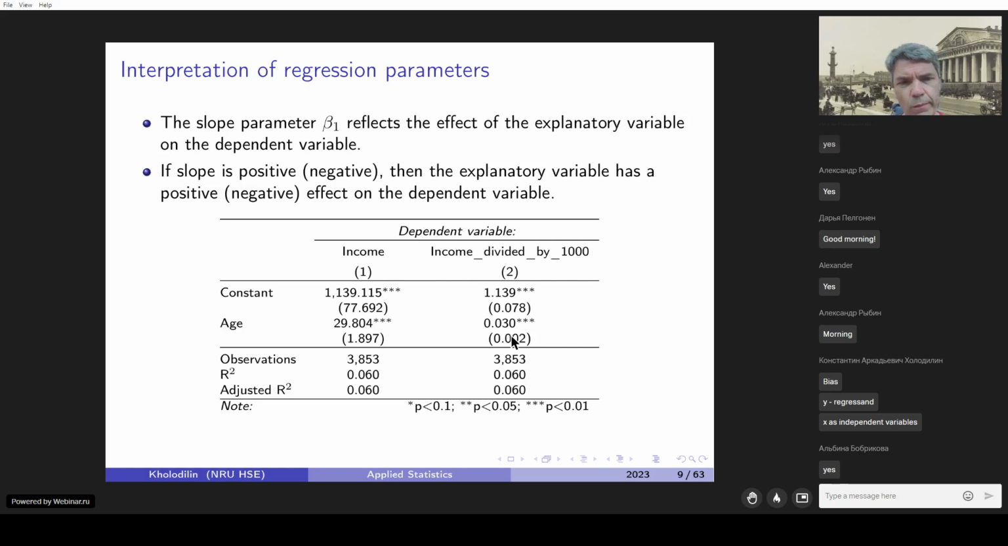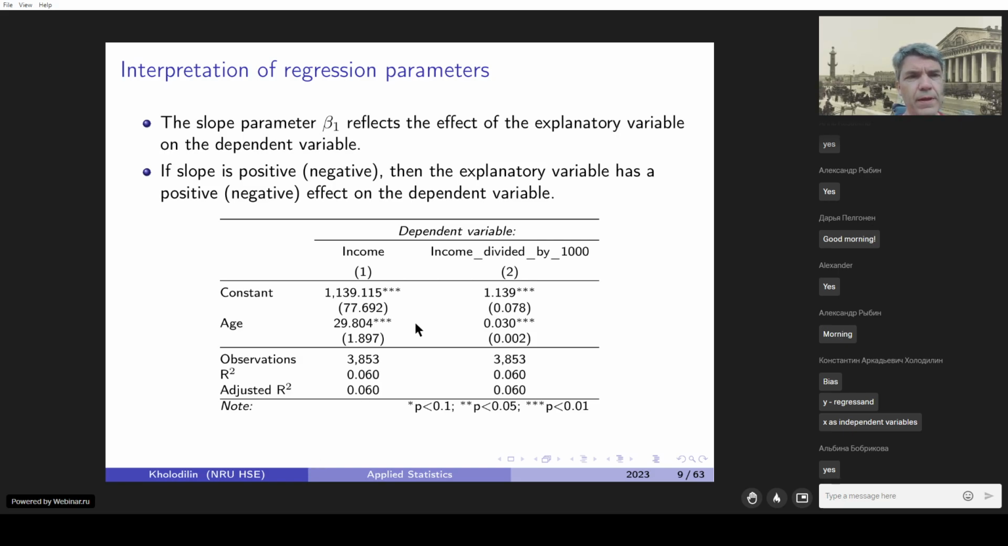So 1 year in both regressions, 1 year more means 30 euros of income more. Okay, so very, very easy. Now there are some other pieces of information, these stars here and the numbers in parentheses and also R squared and adjusted R squared. I will talk about this later.